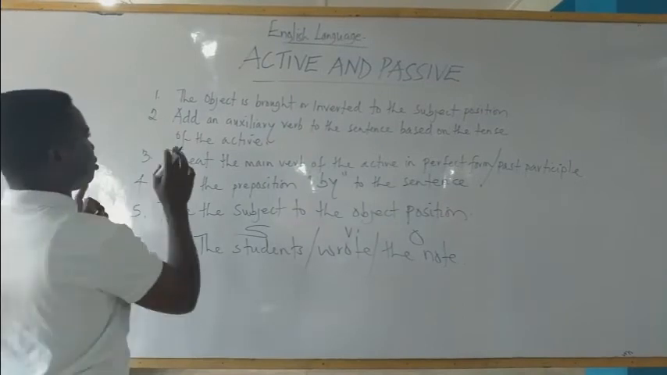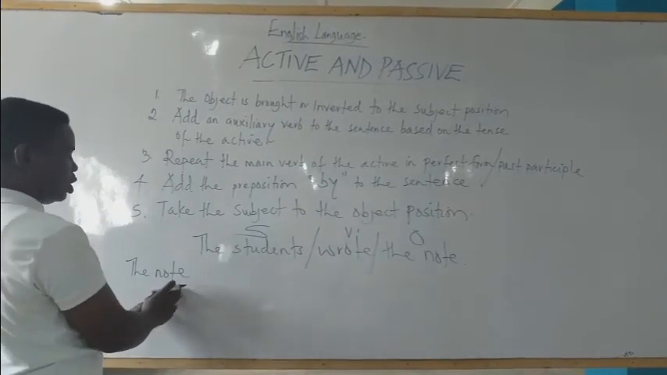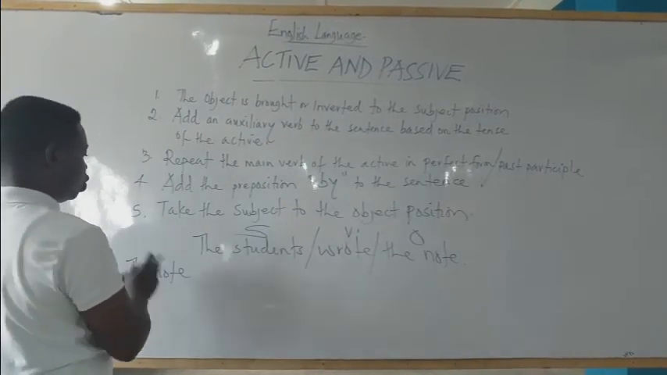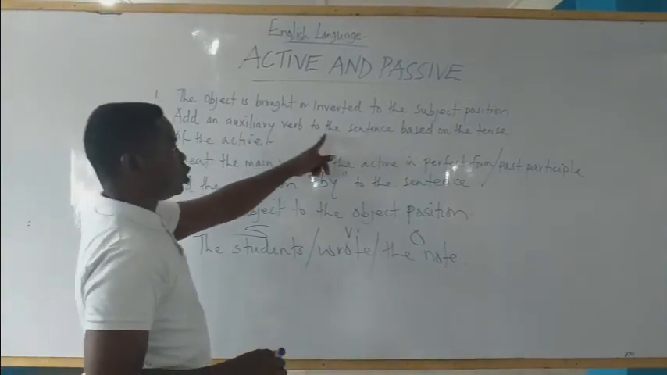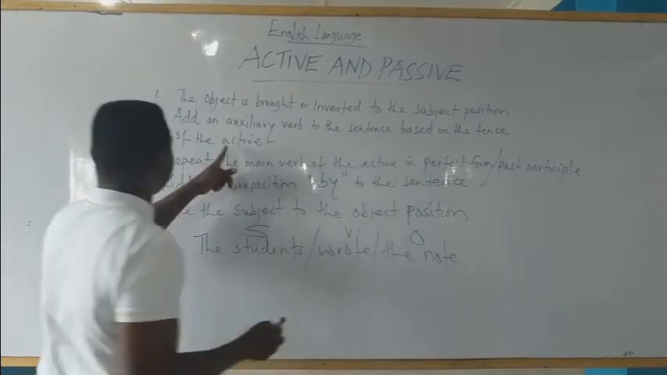The note, that's the first thing. We are taking our object to the subject word position. That's one. Look at number two: add an auxiliary verb to the sentence based on the tense of the active.